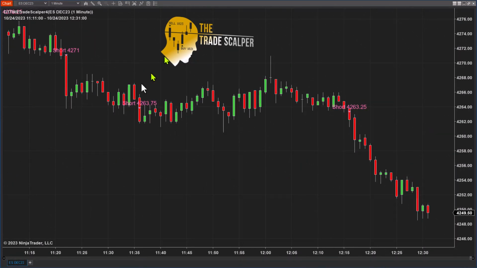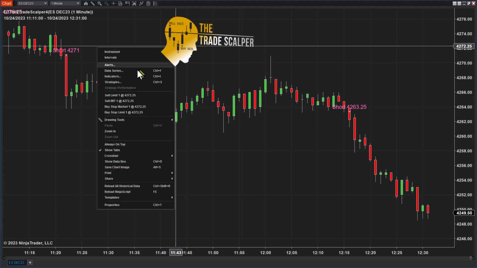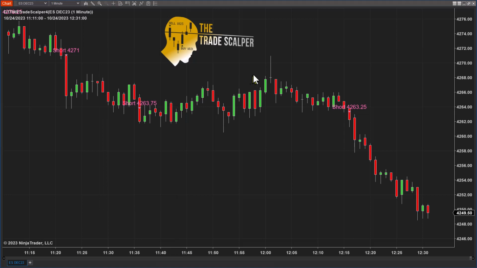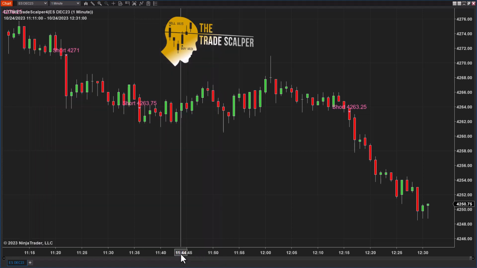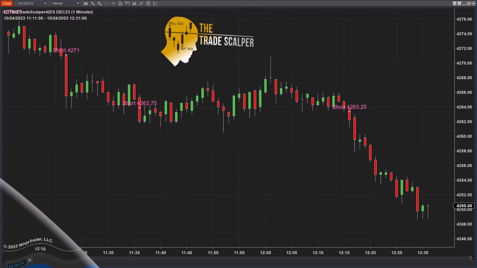Show you next is the settings for the Trade Scalper, really the back end of the indicator. Now the good thing about this is that it's very simple. There aren't a lot of factors to optimize. You have this option for the first trade only. You can show the double wick signal, which is one of the signals that it produces. You can show the text. So we have a few different options. Everything looks good to me, and now it's just a matter of waiting for the next trade based on the rules.